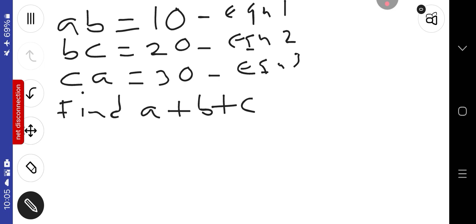So when giving questions like this, it's very important to look at the question carefully. When you look at equation 1, you can find B in the equation. When you look at equation 2, you can find B also. So divide equation 1 by equation 2 so that you eliminate the B. From equation 1, you have AB is equal to 10. We're dividing equation 1 by equation 2.